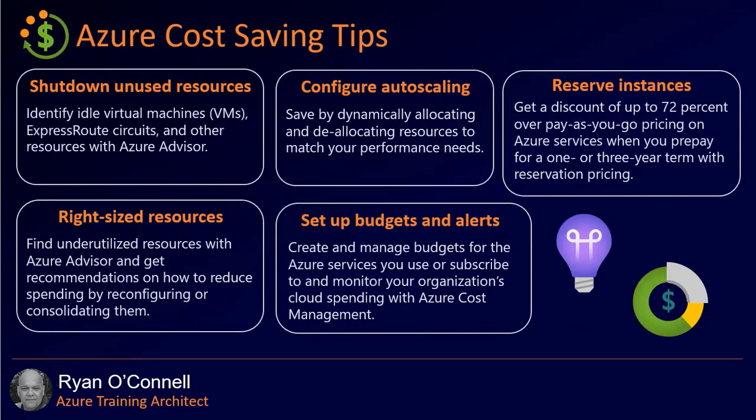Again, some cost-saving tips. Shut down resources that you are not using. Identify idle virtual machines, ExpressRoute circuits, and other resources with Advisor and shut them down to help reduce your costs. Configure auto-scaling. Save by dynamically allocating and deallocating resources to match your needs. For example, you may have a high workload and auto scaling will allow you to add another server automatically, and as that workload reduces, so does the auto scaling, and takes you back to one server.